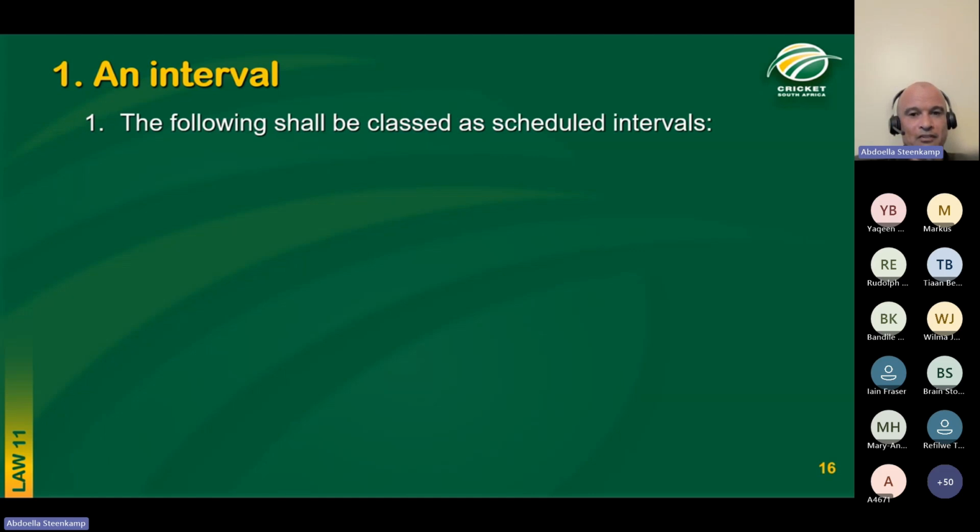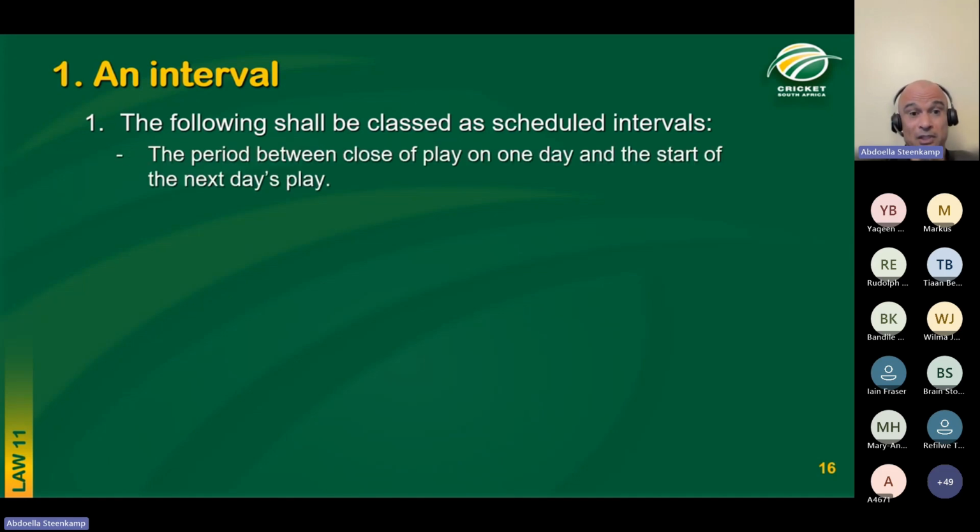There are 5 types of scheduled intervals. What are scheduled intervals? These are intervals that are decided before the game has started. We get guided here by the governing body of cricket for that particular competition. In Test match cricket, the International Cricket Council governs, and they decide the timings: when the game starts, when it ends, when these intervals are, and how long these intervals are.